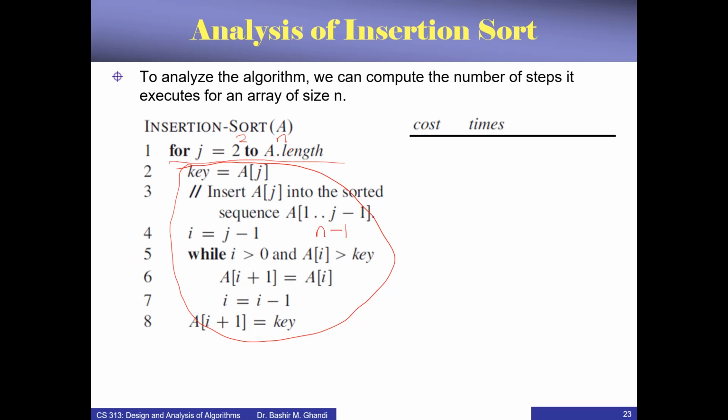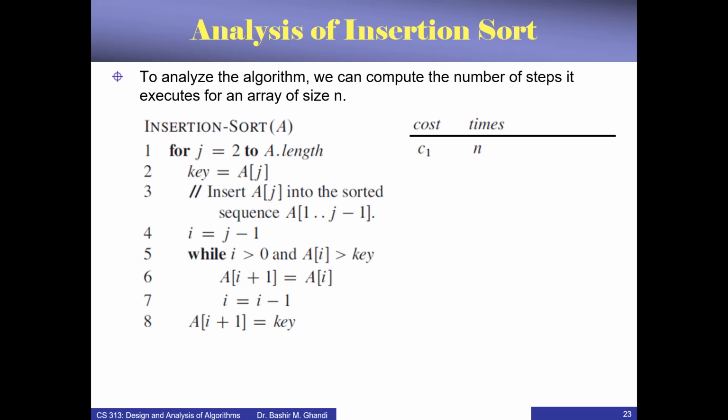And as we know, there will always be one more check that will allow us to exit from the loop. The last value of j, remember, is n plus 1. So at that time, you will see that j is not within 2 to a.length, and therefore the loop will stop. So basically this loop heading will execute n times. So that's what we put here. It costs constant C1, but the number of times it will execute is n.